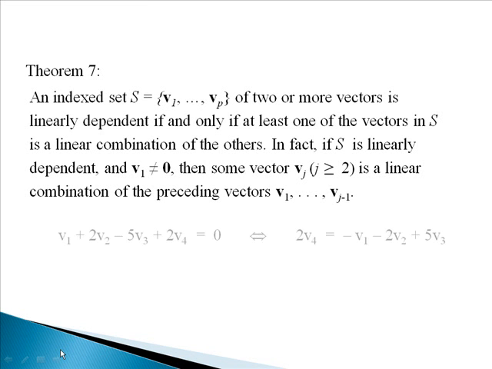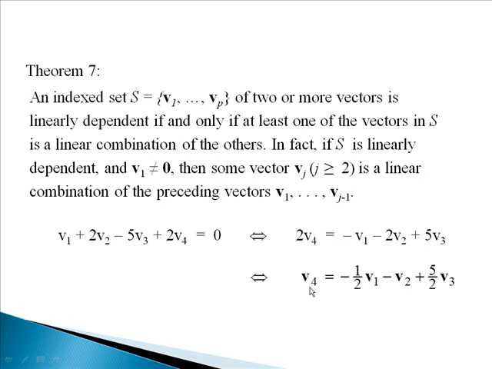So here's an example of what we're talking about here. I have this linear dependence relation, v1 plus 2v2 minus 5v3 plus 2v4 equals 0. I could then solve that for v4 and write it as v4 equals negative 1/2 v1 minus v2 plus 5/2 v3. So then I see that my vector v4 is a linear combination of the preceding vectors.